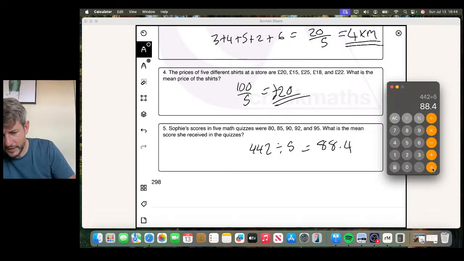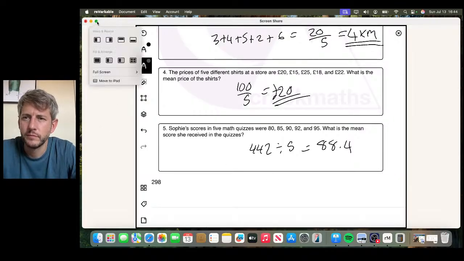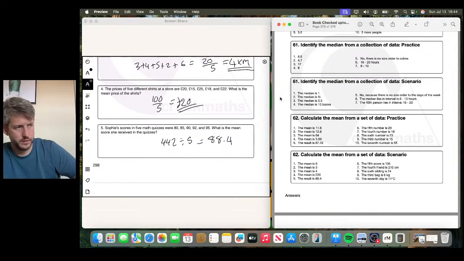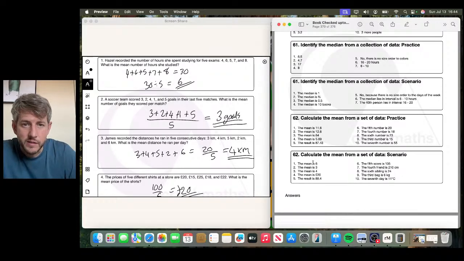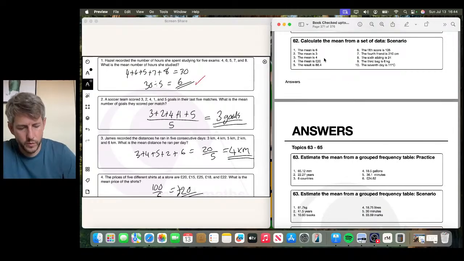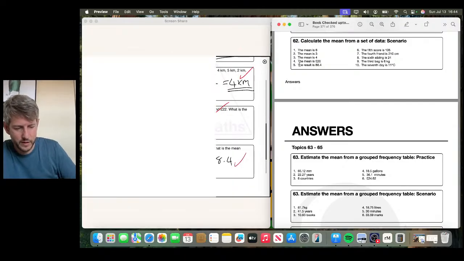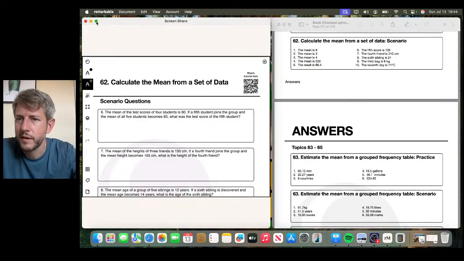Okie dokie, let's get those ones marked. We've got 6 right at the bottom here, so let's move that up. We've got 6, 3, 4, 20, and 88.4. Okay, question 6.